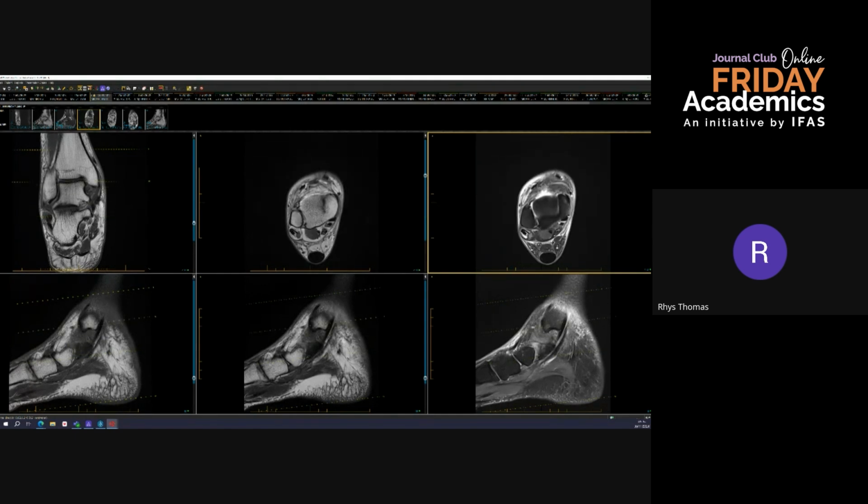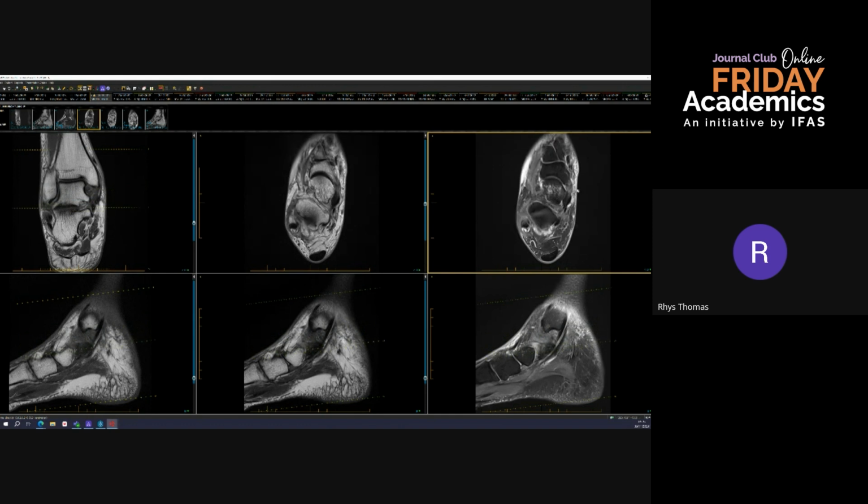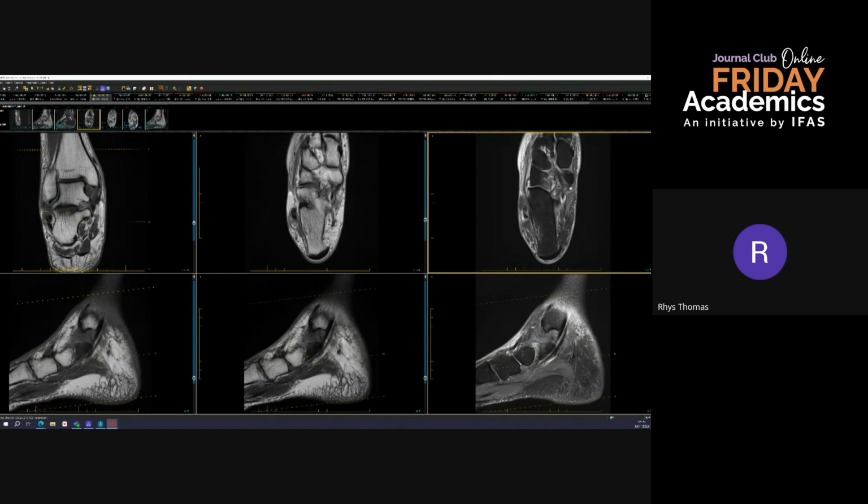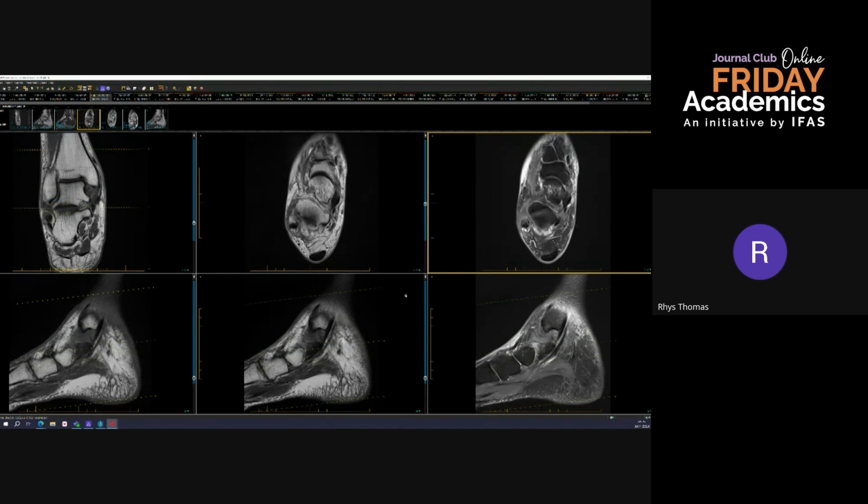Additionally, on the medial side of the ankle, we've got hyperintensity here. The fibrillations aren't quite as clear as previously. So we've got a deep deltoid tear. And then just to wrap things up, our spring ligament here is thickened. It's a bit hyperintense. So we've also got a spring ligament injury to boot as well.